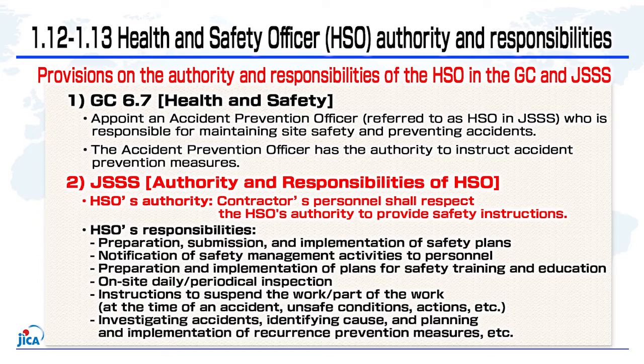JSSS stipulates that the contractor's personnel must respect the HSO's specific authority and responsibilities, which are particularly important for site safety management, and the HSO's authority to give safety instructions. The responsibilities of the HSO include preparation of safety plans, dissemination of safety management activities, on-site inspections, instructions to temporarily suspend work when accidents occur, planning and implementation of recurrence prevention measures, and implementation of safety education training.